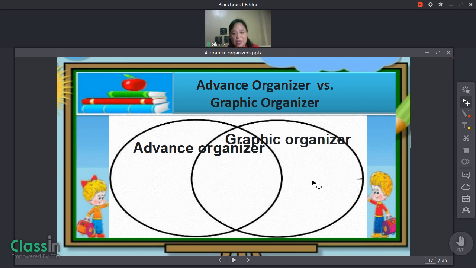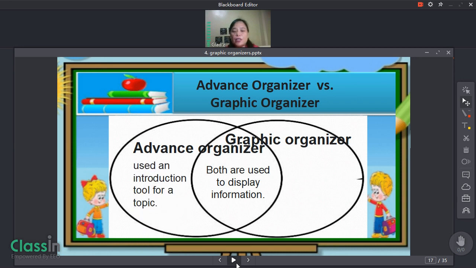So see, we are now using graphic organizers. Okay, so in the middle part of these two circles, these are both graphic organizers and advanced organizers, both used to display information. So that is the similarity of a graphic organizer and an advanced organizer. But the difference of these two is this.